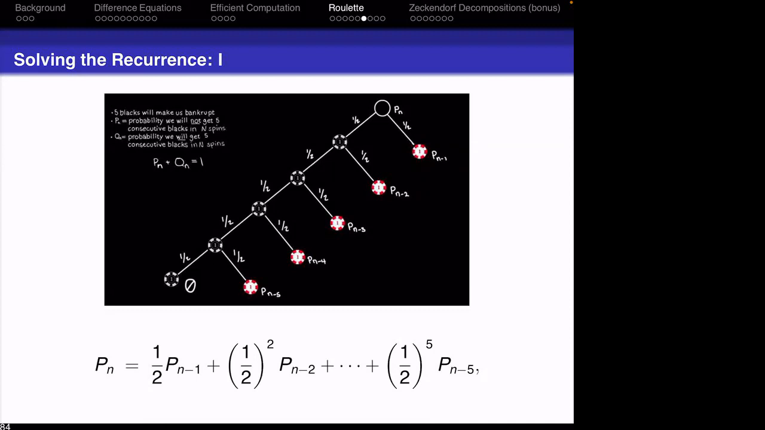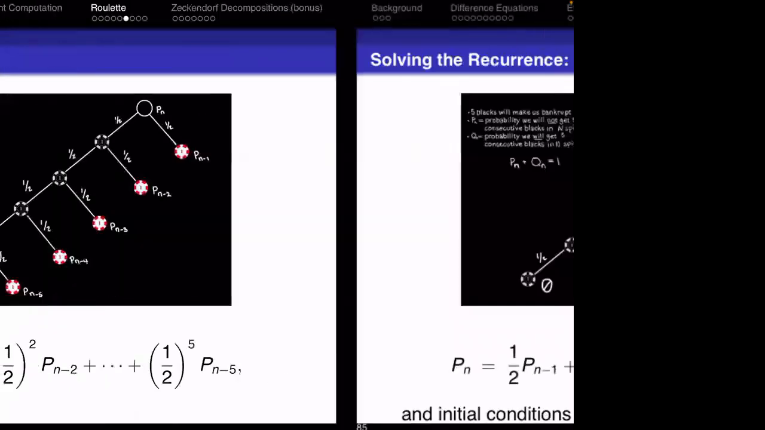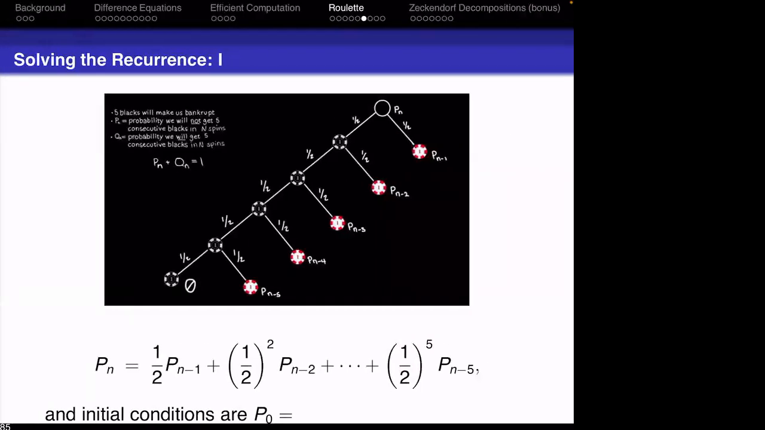If we have 1 spin, what is the probability you don't have 5 consecutive blacks if you only spin once? So if we only have 1 spin, what's the probability we don't have 5 consecutive blacks? 1. And so, P0, P1, P2, P3, P4, the probabilities we don't have, are all going to start off as 1. And so it turns out when you try to do this, the initial conditions, as I remarked, are all equal to 1. And you can then just feed this in.